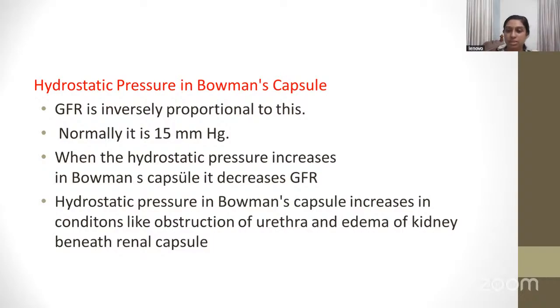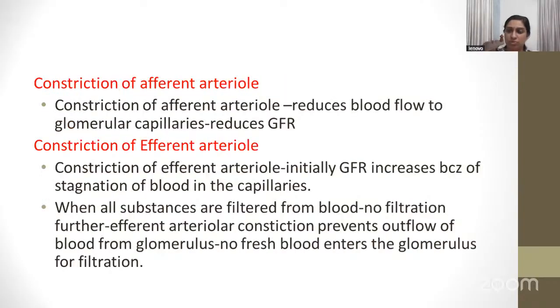Usually, hydrostatic pressure in the Bowman's capsule increases in conditions like obstruction of the urethra and edema of the kidney beneath the renal capsule. Next, these are all effects of certain renal blood flow. Constriction of the afferent arteriole means renal blood flow is reducing, and thereby reducing the GFR.